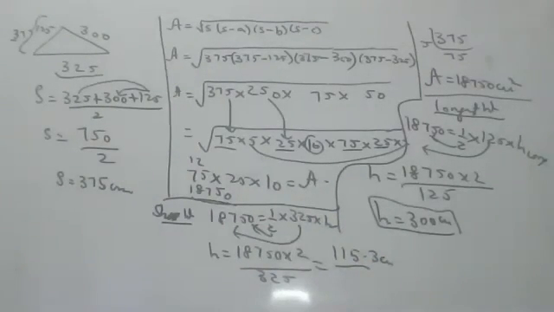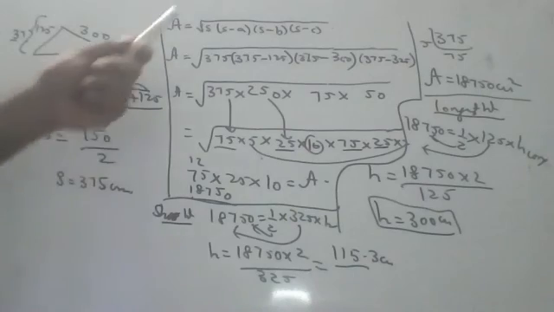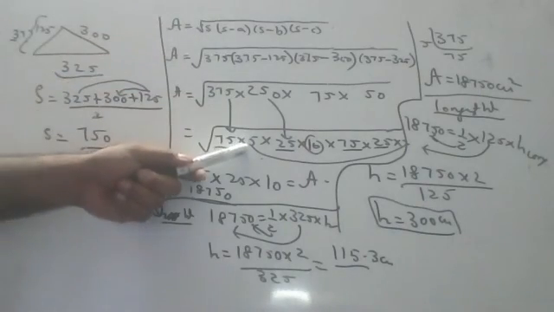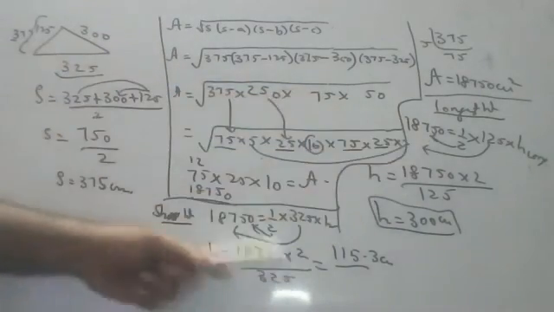So children, like this, we have to do for the longest height and shortest height. Everywhere the procedure is the same: semi-perimeter, substitution, solution, longest height, shortest height.